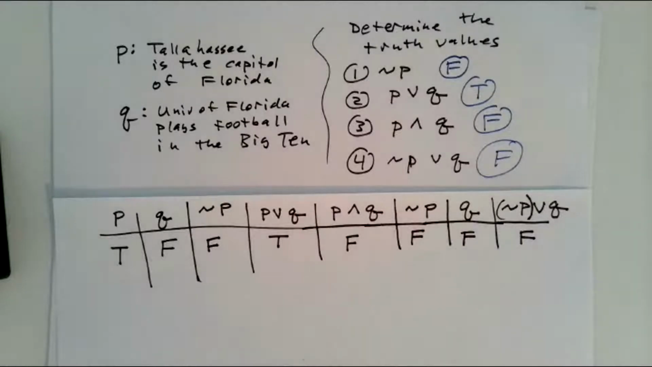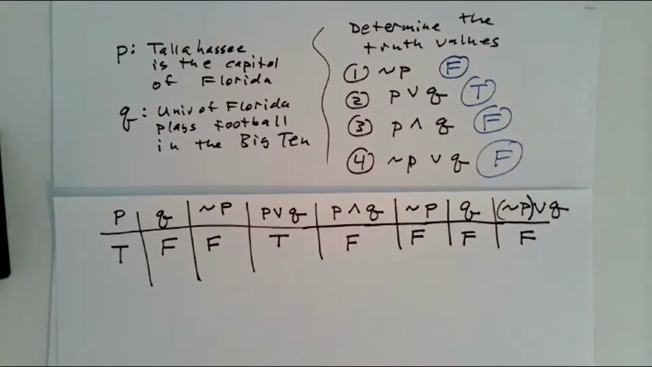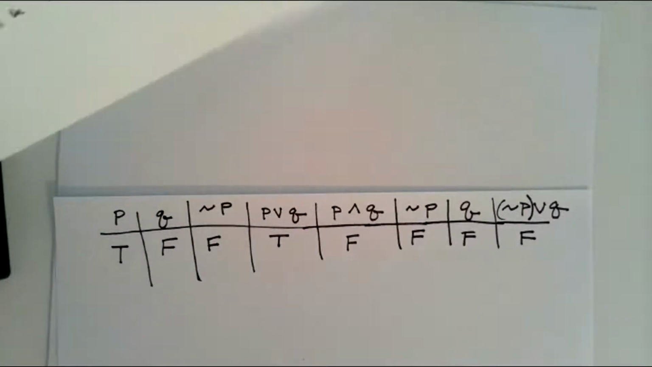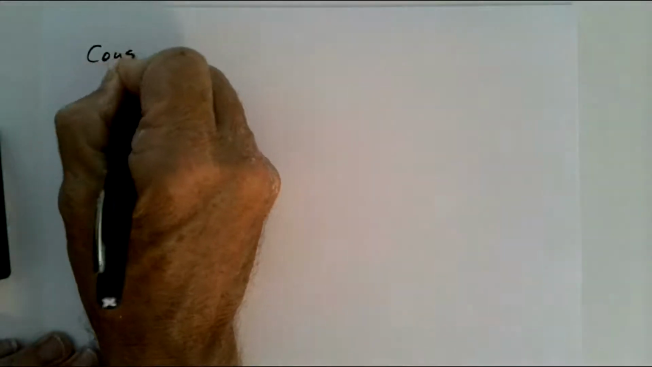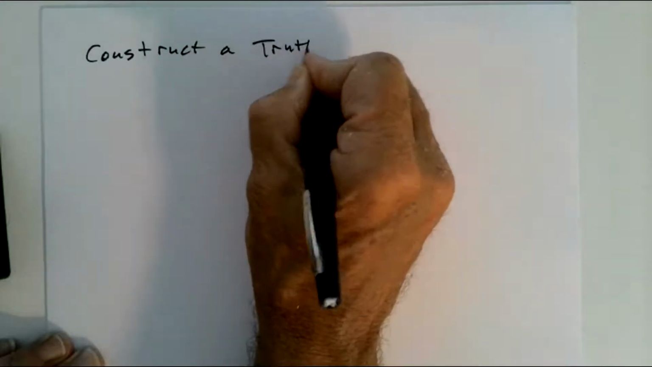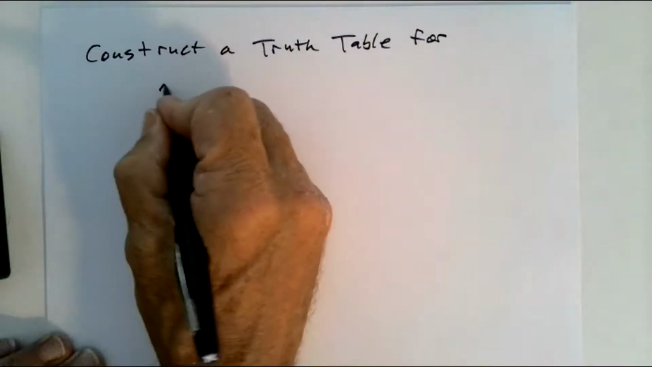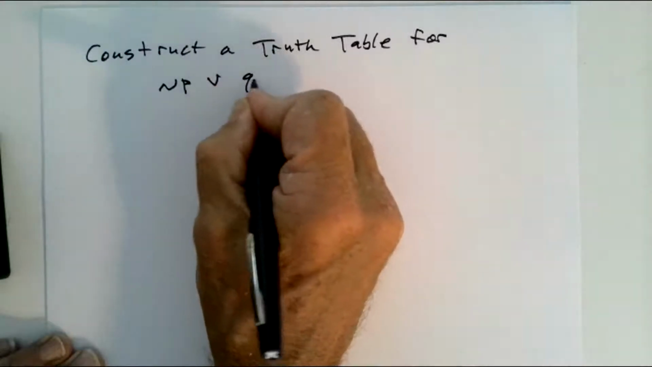So let's take a look at how we build a larger truth table for a statement like not P or Q. So rather than determining truth values, our goal is going to be to construct a truth table. And we'll look at a few others for sets of 2 items and sets of 3 items. So here are our directions. Construct a truth table for the statement not P or Q.